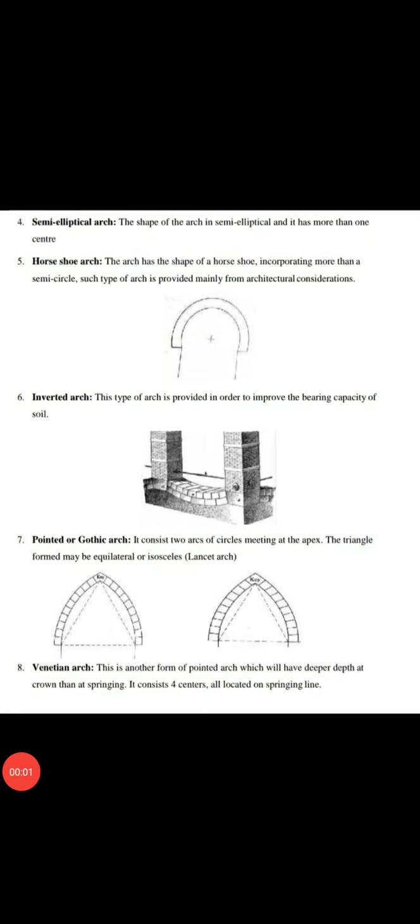Next one is the semi-elliptical arch. The shape of the arch is semi-elliptical and it has more than one center. The next one is the horseshoe arch. The arch has the shape of a horseshoe, incorporating more than a semicircle. Such a type of arch is provided mainly for architectural considerations. You can see all the diagrams in this slide.